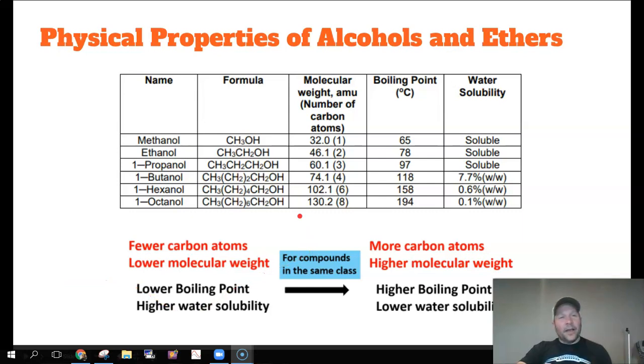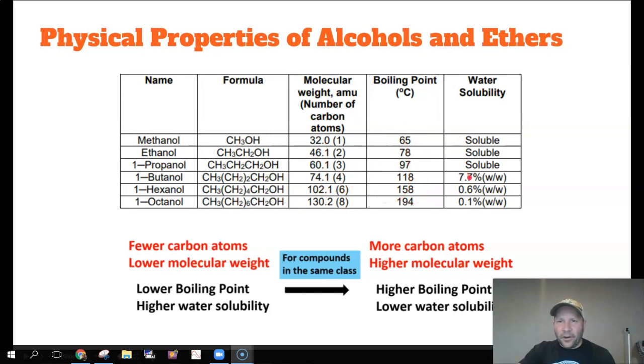Okay, so these are the physical properties of alcohol. Imagine all these are alcohols. They all have hydrogen bonding. But as you see, the boiling point goes up as the molar mass goes up. So that means they still have London dispersion forces, and the London dispersion forces get greater as we get more molar mass or molecular weight. So that's what's going on there.